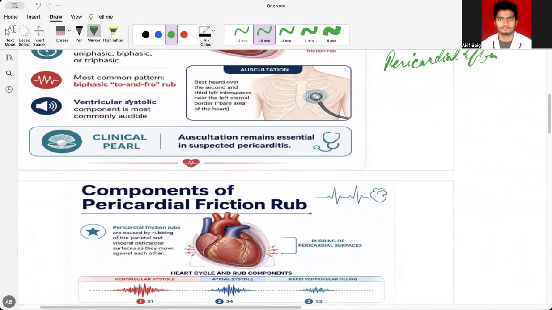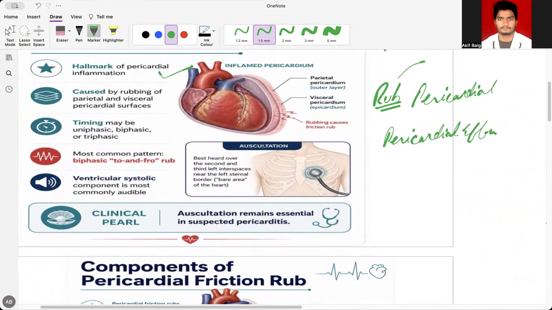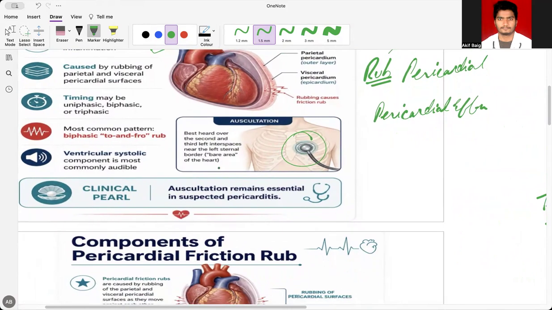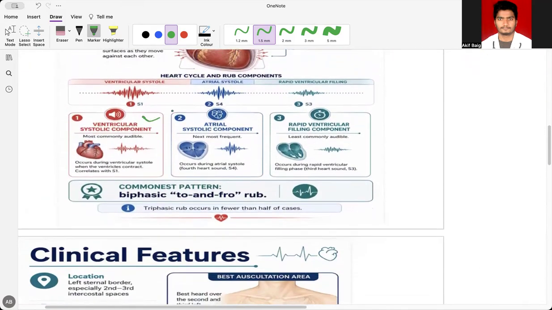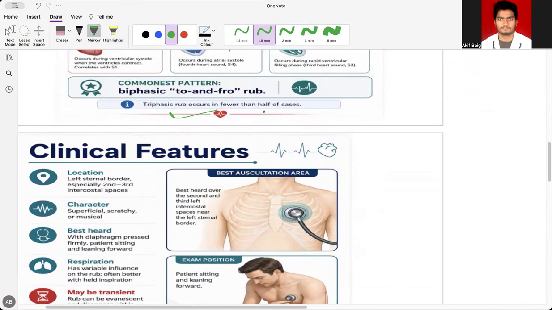Biphasic is also called a to and fro rub. This sound is best heard over the second and third left intercostal space, as you can see here. The second and third left intercostal space is called the bare area of the heart, where the pericardium is directly present and directly audible to the chest. As we have already discussed, there are three components: the ventricular systolic component, during the S1 phase; the atrial systolic component, which correlates with S4; and the rapid ventricular filling phase, which is S3. Triphasic rub occurs in less than half of the cases.